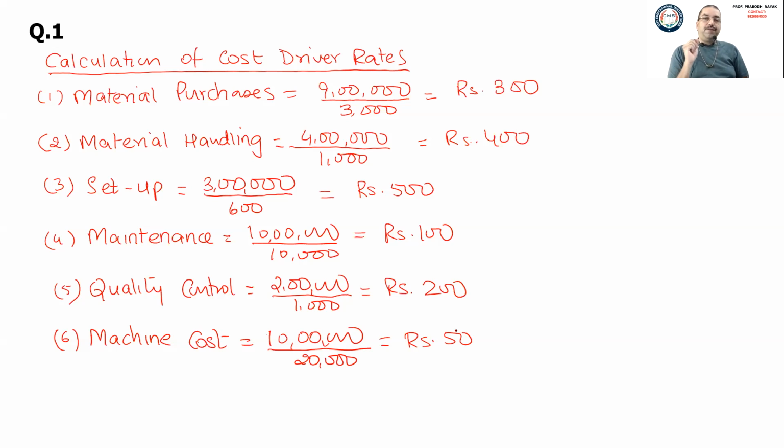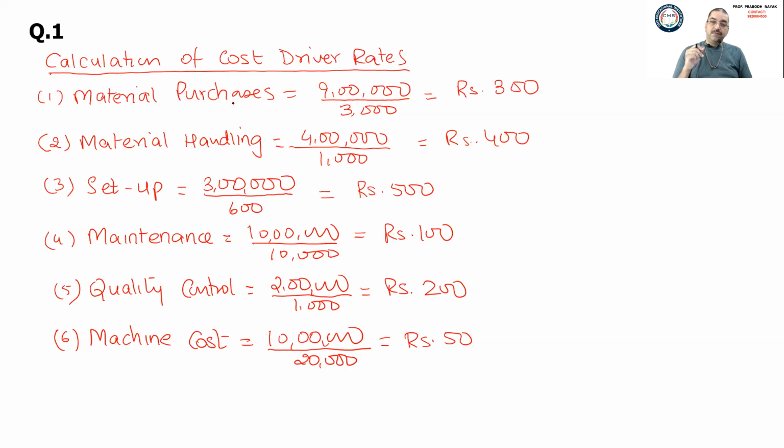Now, on the basis of this, we are supposed to prepare a cost statement for calculating the cost of 3000 components. And for 3000 components, what are the different cost drivers and the cost driver quantities? Cost driver quantities are given to you. So machine hours is 2500 for manufacturing 3000 components. Same way, the material orders are given, 30 orders. So if 30 orders are there, I will multiply 300 into 30 to calculate the material purchase cost.